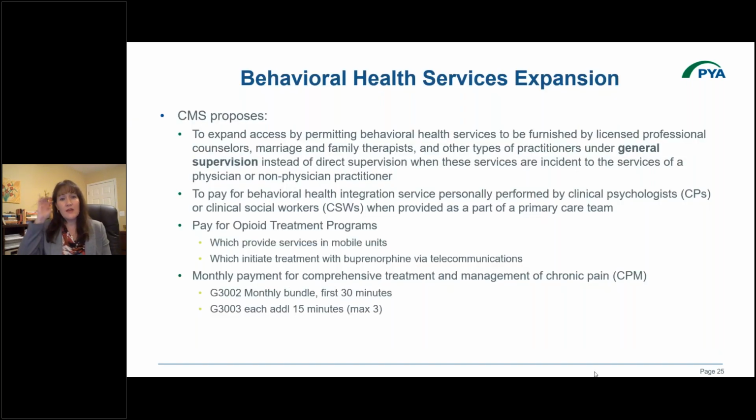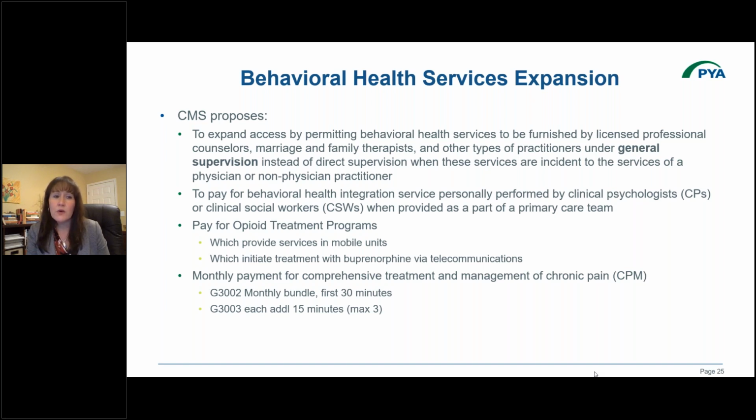Behavioral health services have been expanded as well. The way that they're doing that is by allowing certain professionals to provide service under general physician supervision versus direct supervision for those services that are performed incident to. So this allows more expansion for these services to be provided without having the physician to be in the suite at the same time. It also allows CMS to pay for the behavioral health integration services by certain providers when they're part of the primary care team.